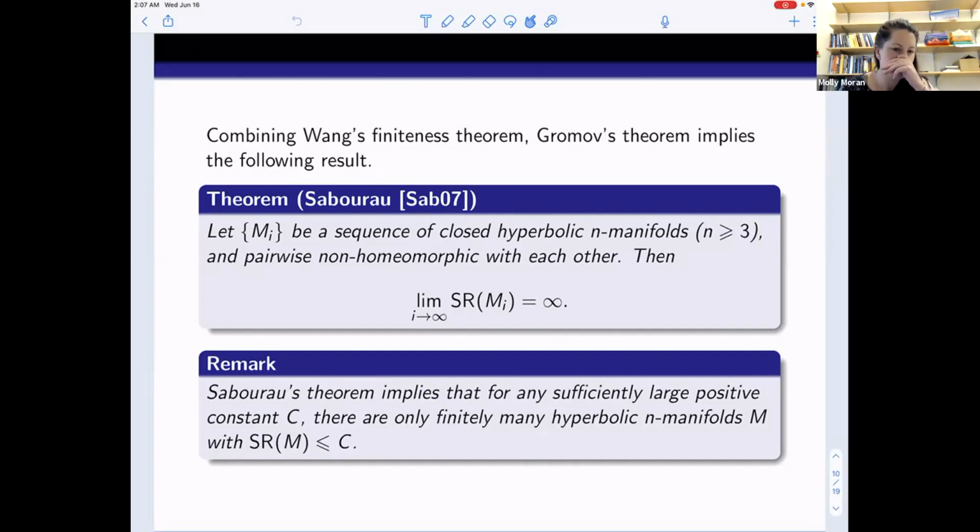And this theorem tells us a geometric finiteness in terms of systolic volume. I mean, if we consider all hyperbolic n-manifolds with the condition that the systolic volume is at most equal to C, where C is a large enough positive constant, then there should be only finitely many such hyperbolic n-manifolds.